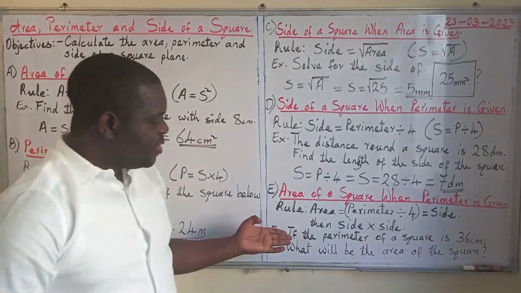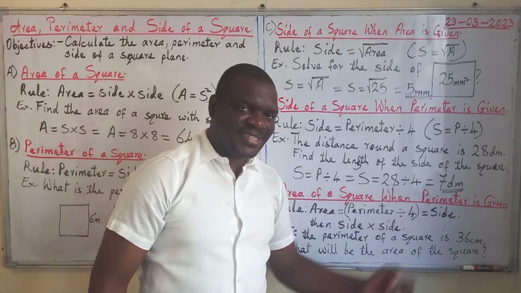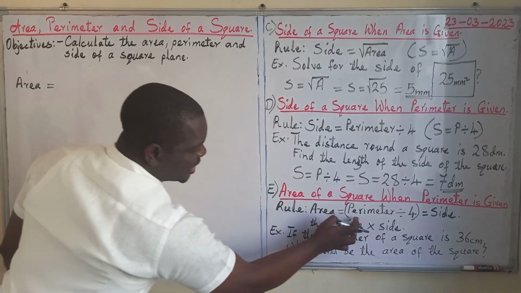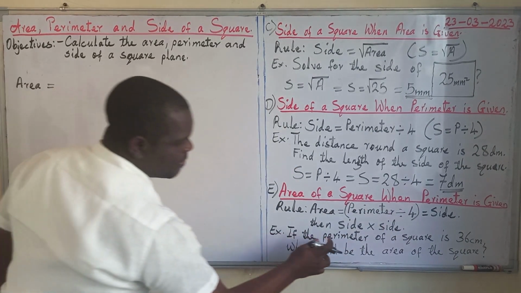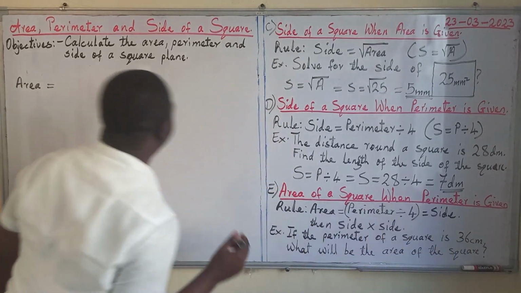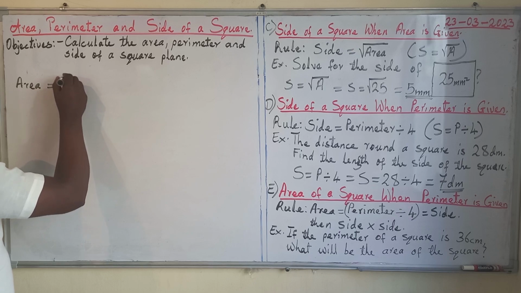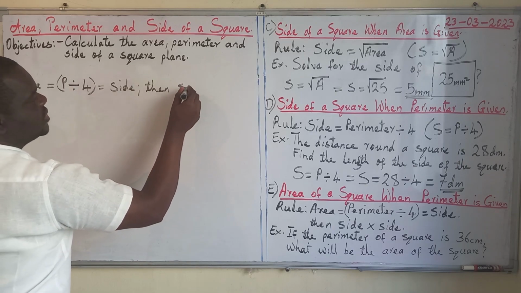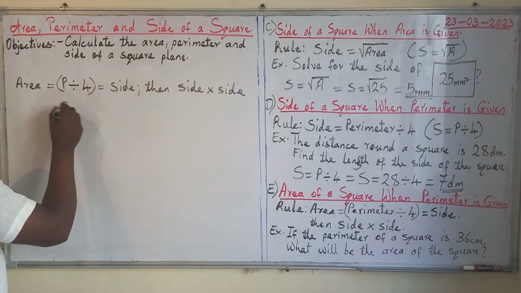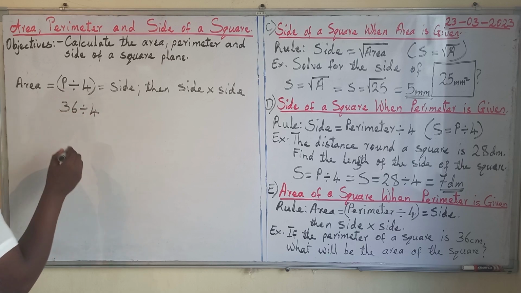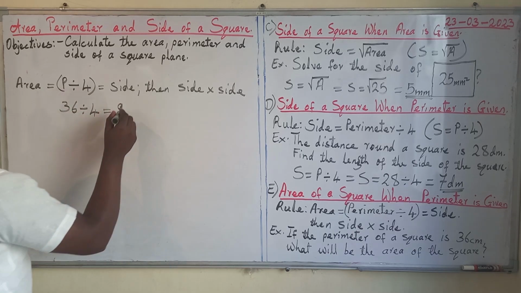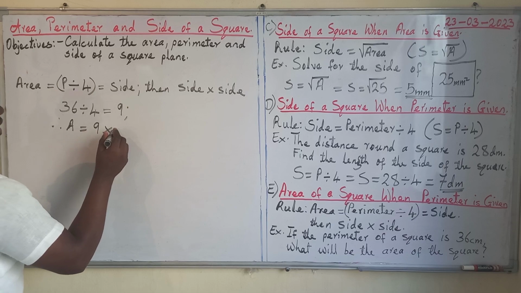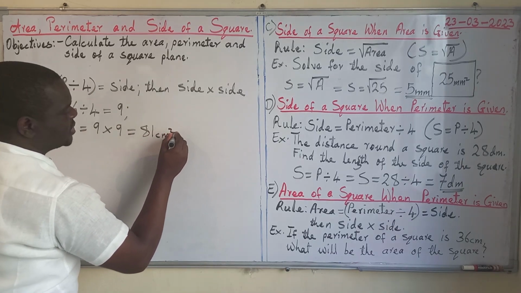Let's look at this example to apply this rule. The question says, if the perimeter of a square is 36 centimeters, what will be the area of the square? The first step is perimeter divided by 4. And remember, we've been given the perimeter here as 36 centimeters. So we'll have perimeter divided by 4 equal to side. Then side times side. Perimeter is 36. If we divide this by 4, it's going to give us 9. That's the first step. Therefore, area will be equal to 9 times 9, which is 81 centimeters squared.